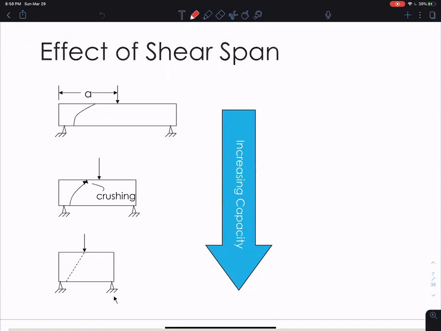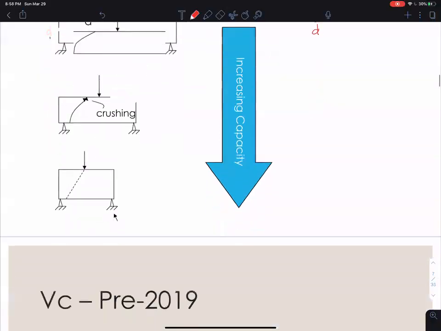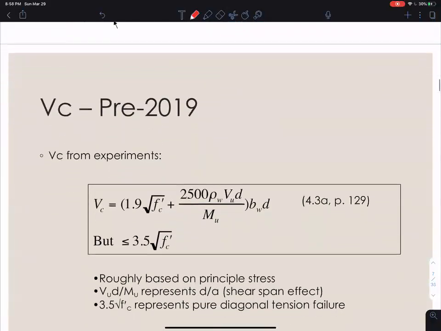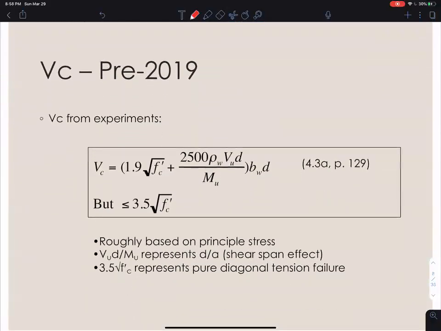In the previous video, we talked about the effect of shear span on concrete shear strength, and that as the shear span to depth ratio, so if that's d, as a to d decreased, as a got smaller, the strength of the concrete in shear increased. Let's continue our discussion of shear strength of concrete.